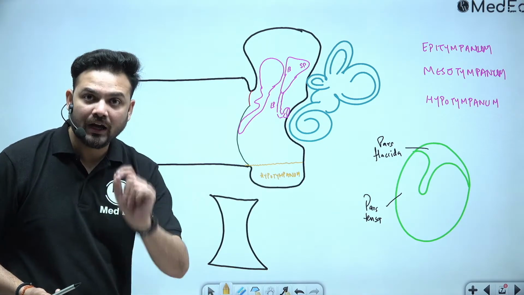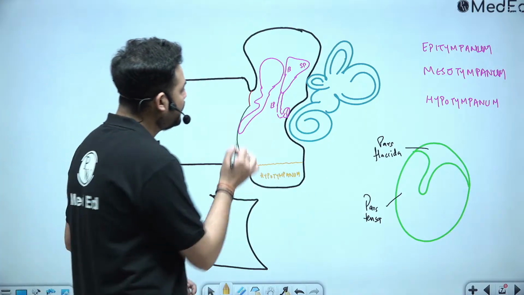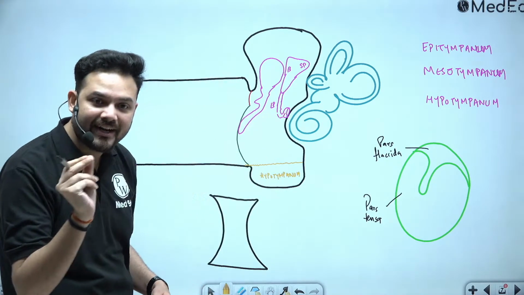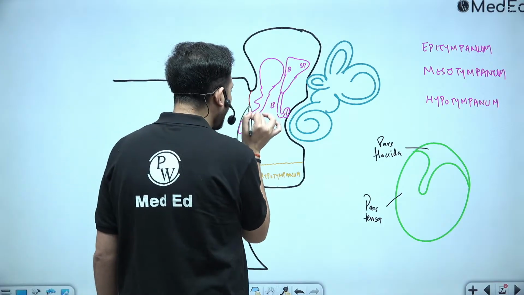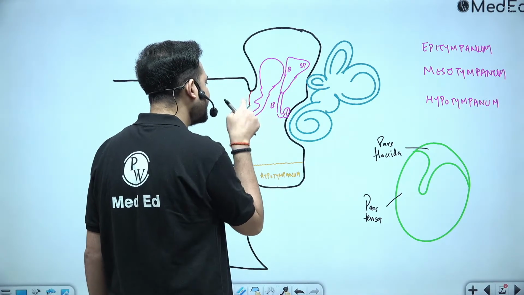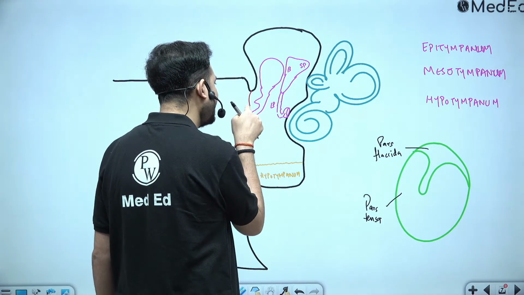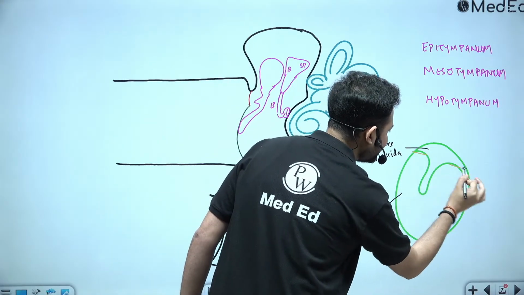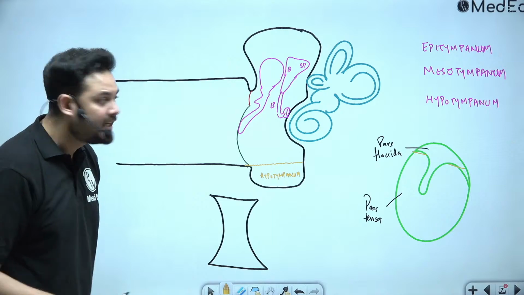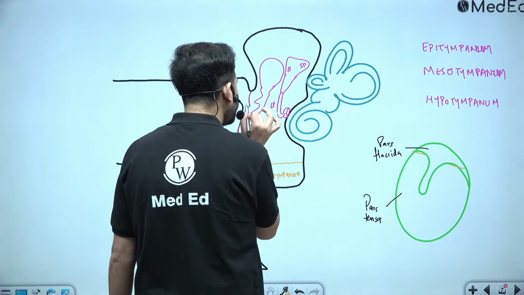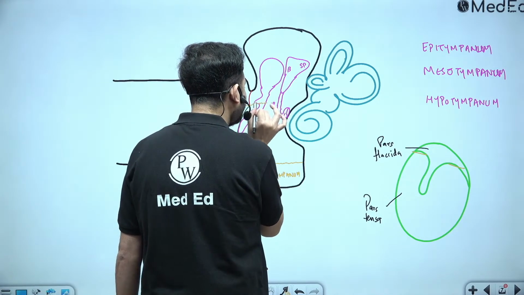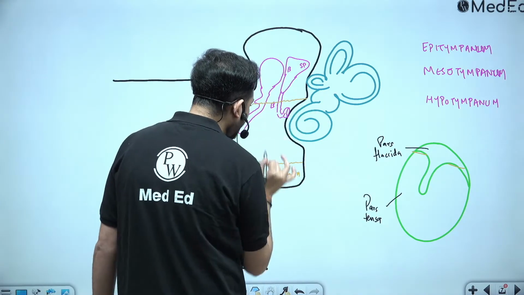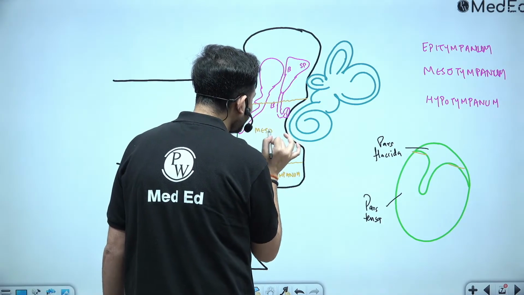If I draw another imaginary line from where my pars flaccida has ended. See, this is the red point, the junction between my pars tensa and flaccida. This junction. If I draw an imaginary line from here, I go back and I cut this and I go through the lateral process of the malleus behind. Anything between them is called mesotympanum.